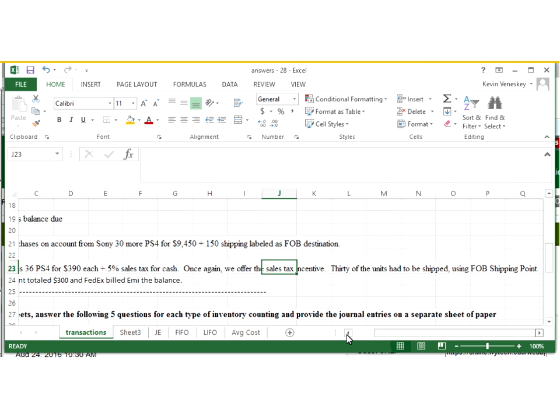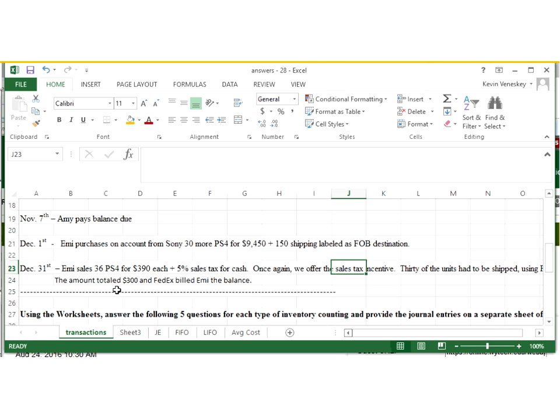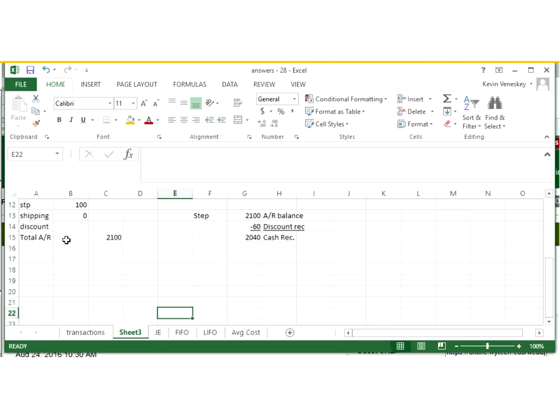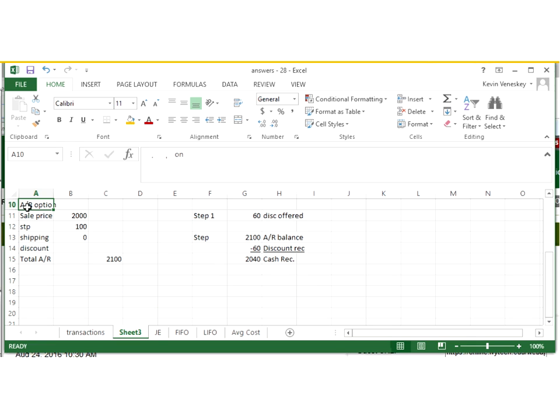However, 30 of the items did need to be shipped. Shipping point is FOB shipping point. So that's free on board to the buyer all the way until it gets to UPS, but then they do have to pay the shipping. So the buyer is responsible for this $300. So let's look at, we can do my little steps here, just like what I've done before.